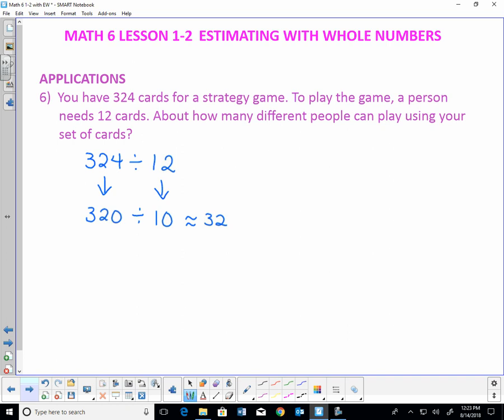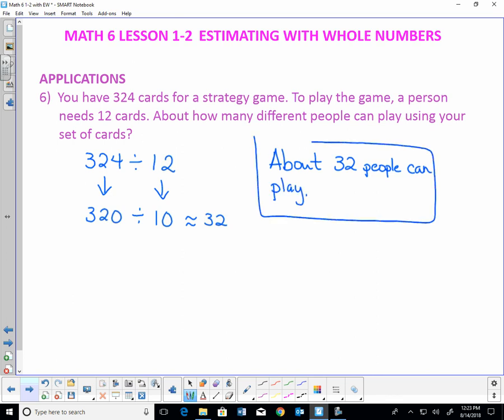All word problems need to have answers written in a complete sentence. So, to answer this question, this is how many different people can play using my set of cards. About 32 people can play. And there we have the answer. Again, box or circle your final answer, it just makes it a whole lot easier for somebody else to find.